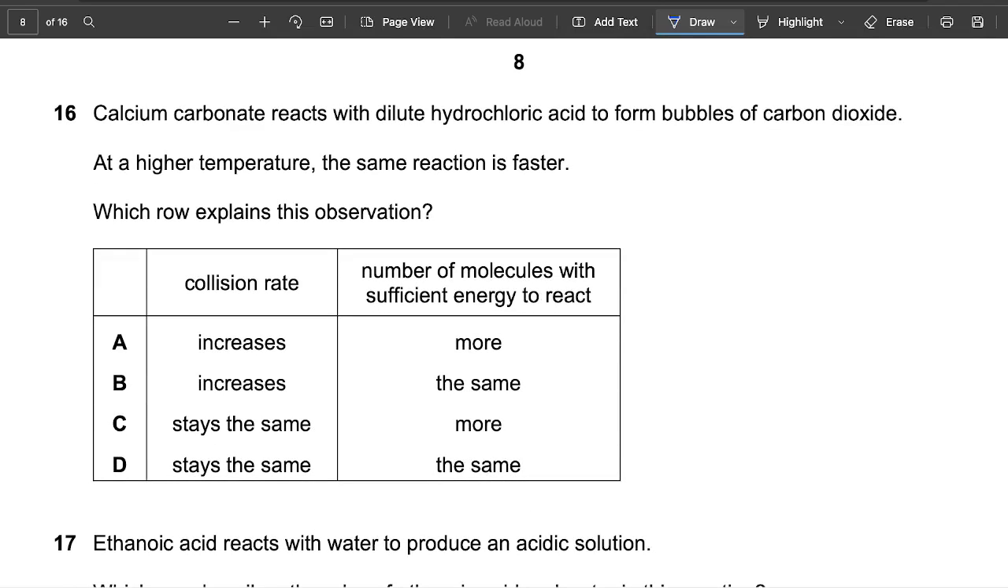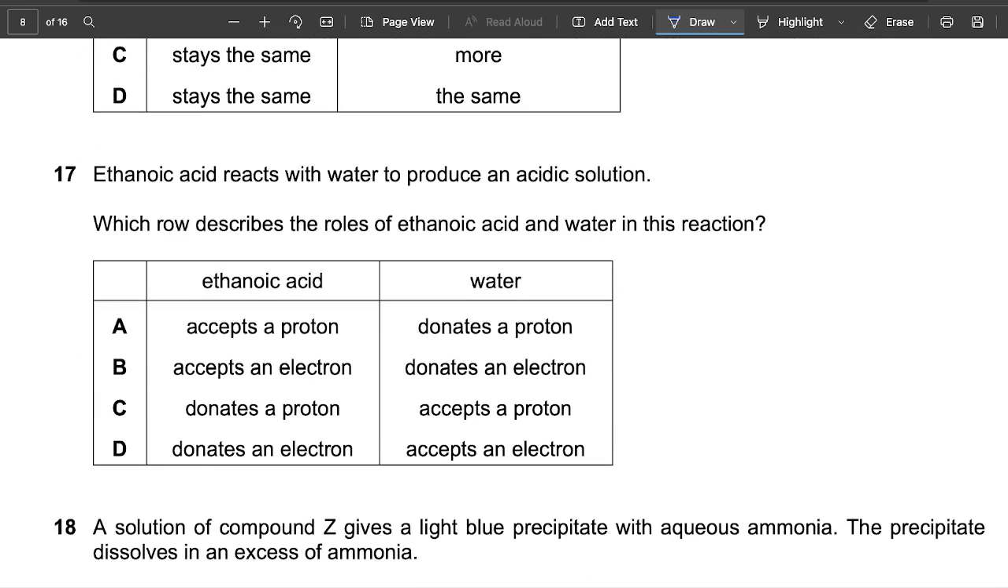It says calcium carbonate reacts with dilute hydrochloric acid to form bubbles of carbon dioxide. At a higher temperature, the same reaction is faster, which row explains this observation. Okay, so let's see. When this carbonate reacts with dilute hydrochloric acid, it starts bubbling. At a higher temperature, it's faster. Why is it faster? The collision rate increases, and the number of molecules with sufficient energy to react will be, of course, more. Hence why there is a faster rate of reaction. Quite straightforward. Move on.